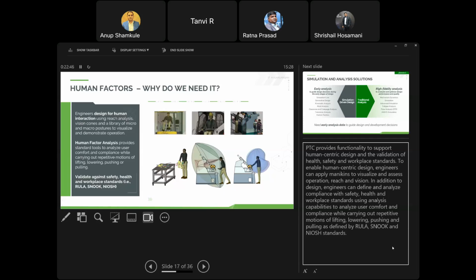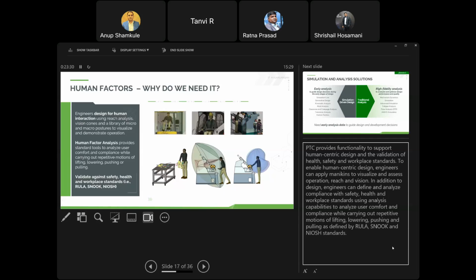Okay, so apart from designing, engineers can also define, when the mannequin is standing before that, what the compliance is with safety, and also with health and workplace standards, anything with respect to analysis capabilities. So we can analyze in terms of user comfort. For example, if you look at seating systems in automotive, what is the user comfort, and also when you're carrying out repetitive motions, something like lifting, lowering, or pushing, there are certain world standards, something like RULA, SNOOK, and US standards. Those kinds of standards are followed by these tools.